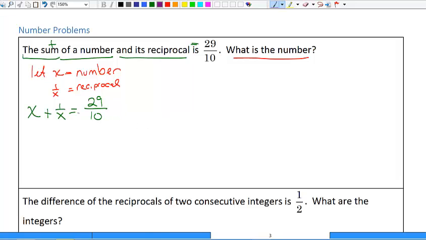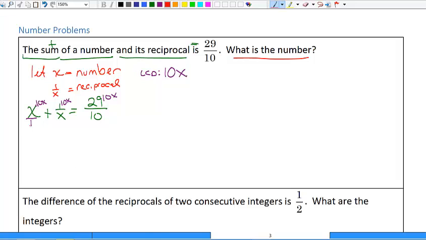Alright, so the next step is to solve. I'm going to solve this like I've done all the other ones. The first one doesn't have a denominator, so one thing I like to do is make it have a denominator so that I don't have to worry about treating it any differently than all of the other ones, so I'm going to put it over 1. The LCD between 1, x, and 10 is 10x. So I'm going to multiply every single numerator by 10x.